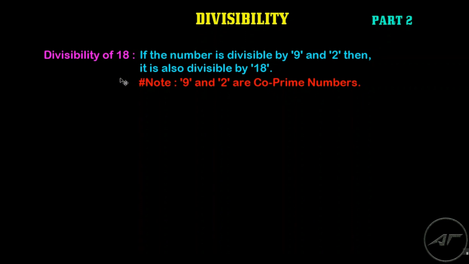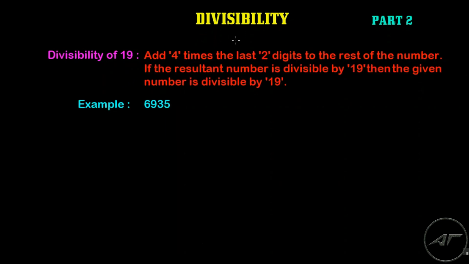Now let's check out for divisibility of 19. Add 4 times the last 2 digits to the rest of the number. If the resultant number is divisible by 19, then the given number is divisible by 19. For example, let's take 6935. According to the rule, the last 2 digits are 35.